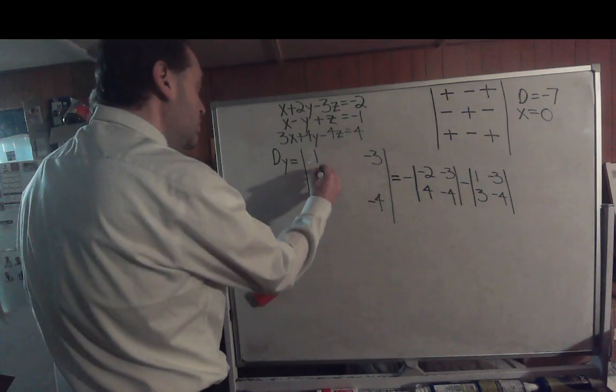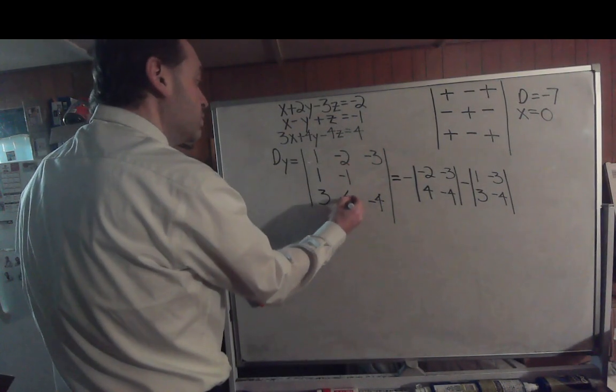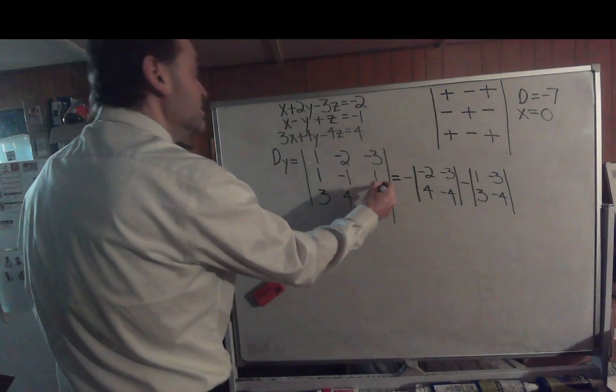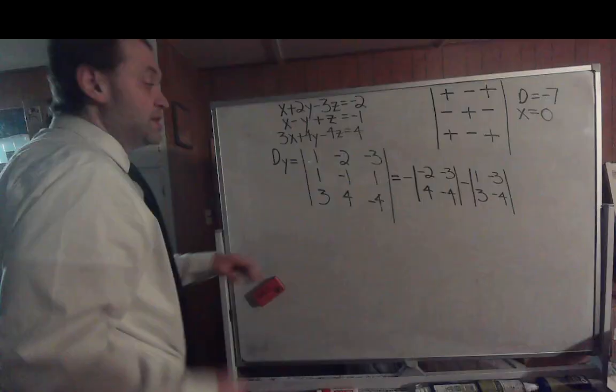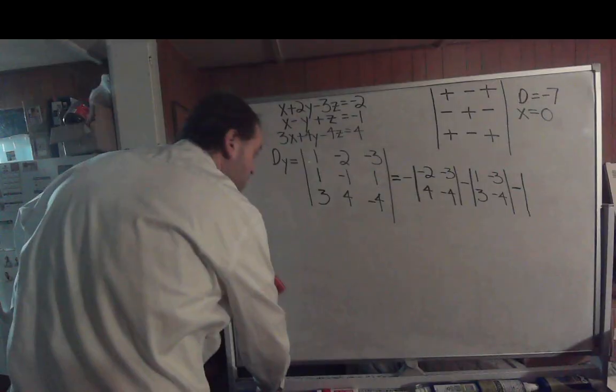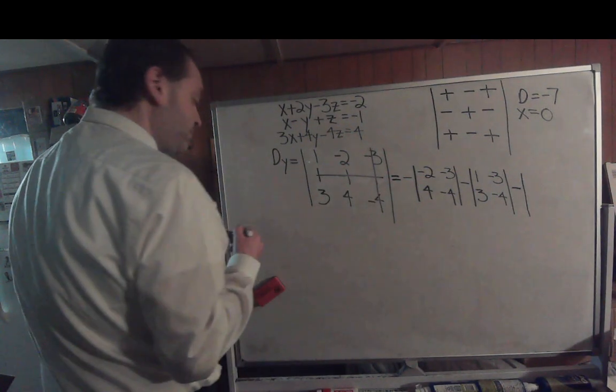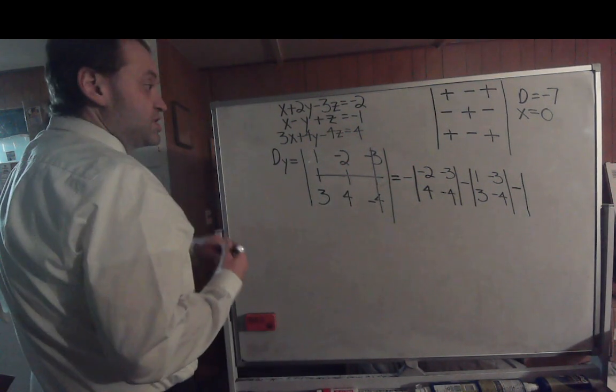So 1, 1, alright. -2, -1, 4, -3, +1, -4. Alright, there we go. Then the final entry in the second row was a +1, but according to my coefficient matrix, I need to negate that. So it'll be minus whatever the resulting determinant is when I strike out the third column in the second row. Okay, so my resulting determinant would be 1, -2, 3, and 4.